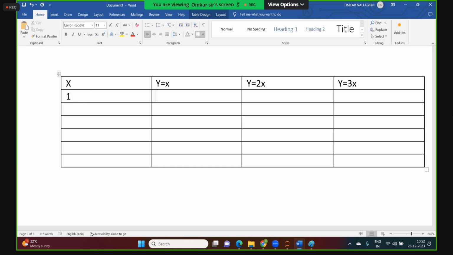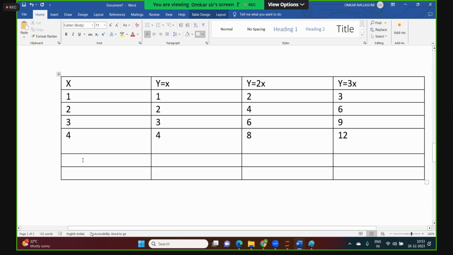So this is x. When x is equal to 1, what is the value here? 1. Now here, 2, 2, 4. What is the value? 3, 3, 6, 9. 4, 4, 8, 12. Without solving, now tell me, what is the difference here? 1 to 2, 2 to 3, 3 to 4, 4 to? What is the difference? 2 to 4, 4 to 6, 6 to 8, 10. What is the value? 15.